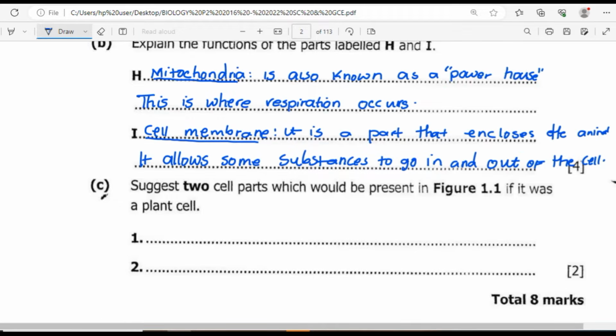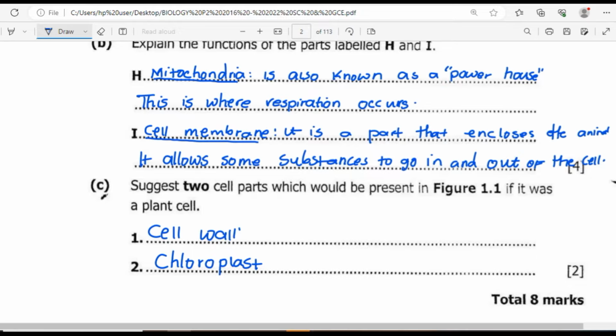Then question C, suggest 2 cell parts which would be present in figure 1.1 if it was a plant cell. Now remember, the cell that we are looking at here is an animal cell, and this question is asking what parts you would expect to find in a plant cell but not in an animal cell. We know that plant cells have the cell wall. Then the second one, we may have the chloroplast.